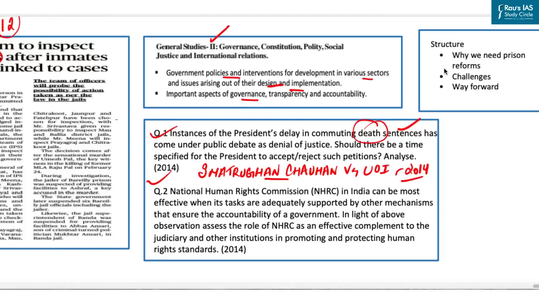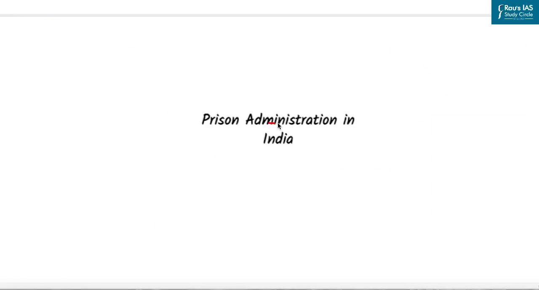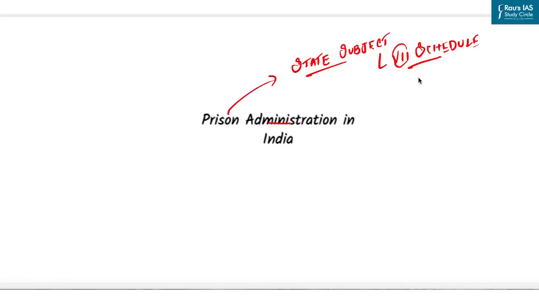So in this discussion, we will be taking up why we need prison reform, what are the challenges associated with it, and way forward. So let's start our discussion. So let's understand about prison administration in India. Now, prison is a state subject under list 2nd of the 7th schedule to the Constitution of India.